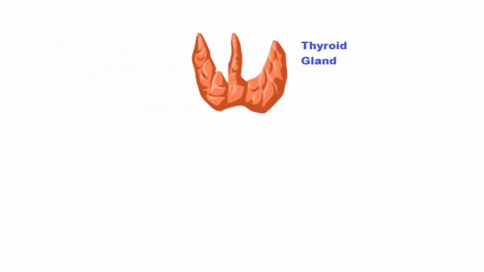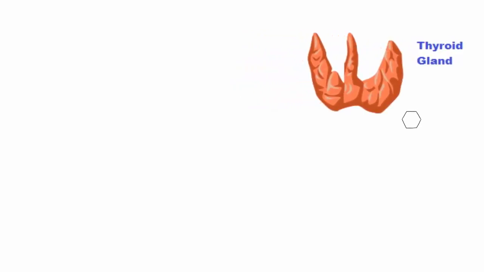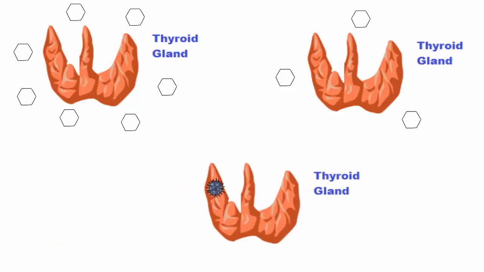Now we will talk about the types of thyroid diseases. The first one is hypothyroidism. When the thyroid gland produces fewer thyroid hormones, it is called hypothyroidism. The second one is hyperthyroidism. When the thyroid gland produces more thyroid hormones, it is called hyperthyroidism. And the last one is goiter. When there are multiple nodules and swelling of the thyroid gland, it is called goiter.